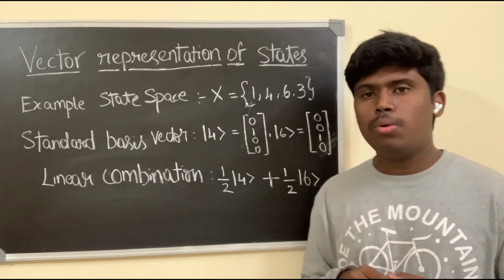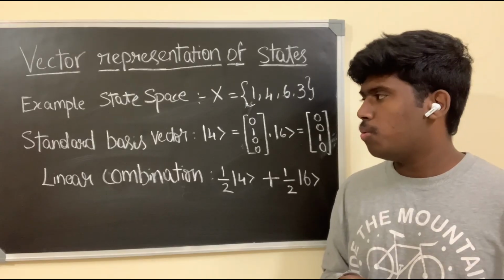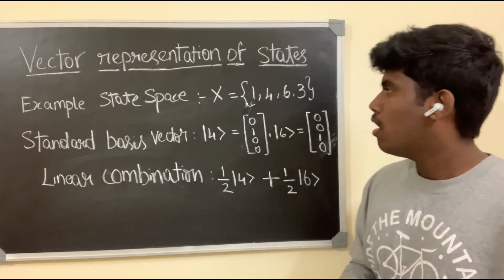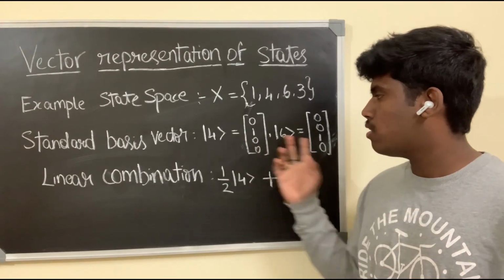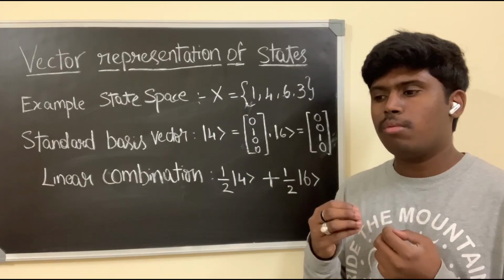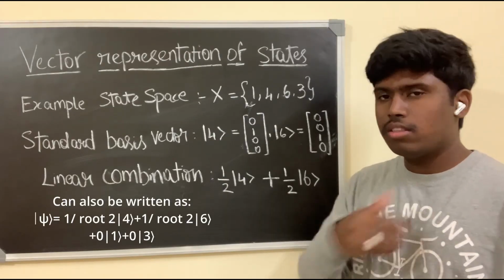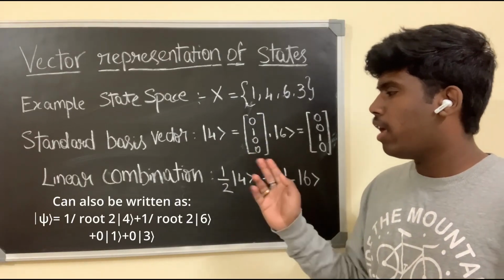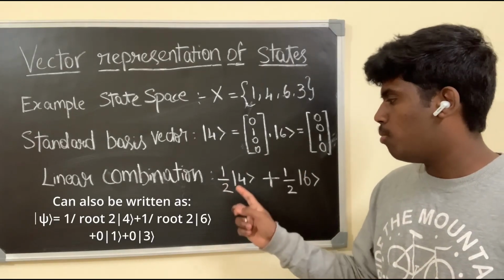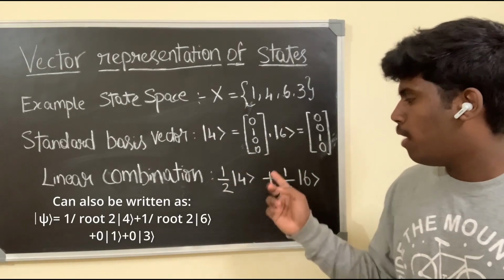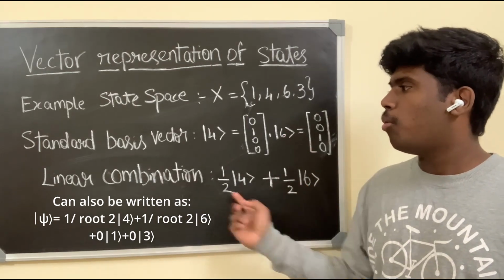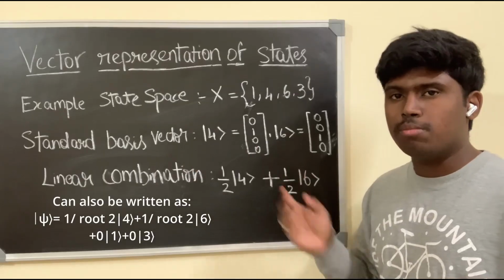We can also do a linear combination to show how exactly this works. Assuming that these two are the only state vectors that appear in the system, we can assume that both of them take half the probability. So we can say 1/2 multiplied by ket 4 plus 1/2 multiplied by ket 6 is the linear combination of this particular system.